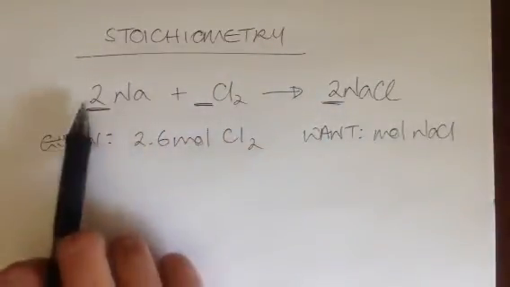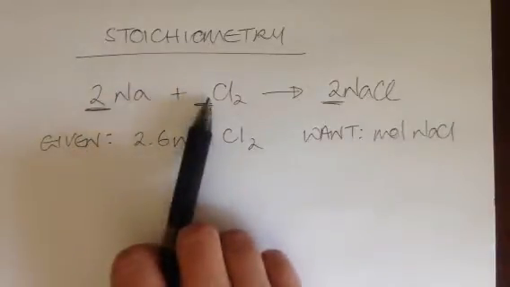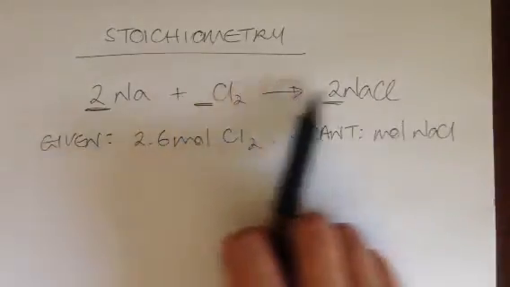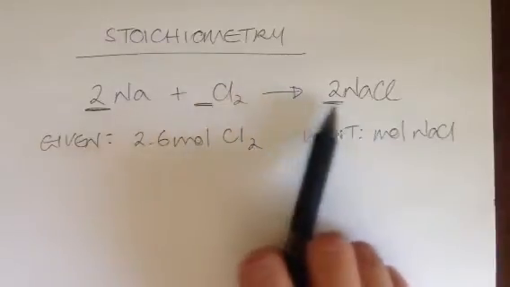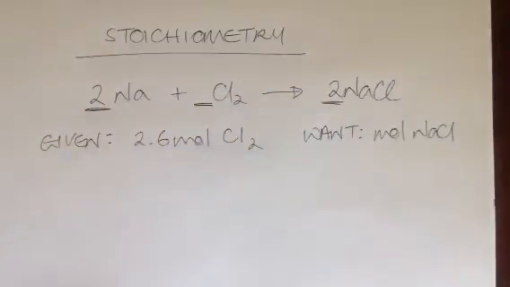The relationship between sodium and chlorine is 2-to-1. 2 moles of sodium reacts with 1 mole of chlorine. And we can also say the relationship between chlorine and sodium chloride is 1-to-2. 1 mole of chlorine produces 2 moles of sodium chloride. So that's a 1-to-2 molar ratio.